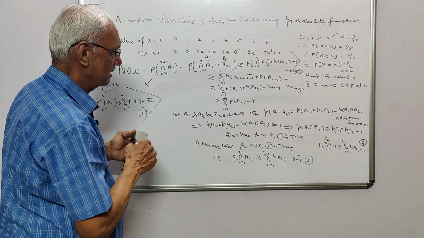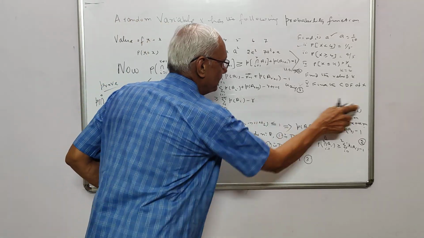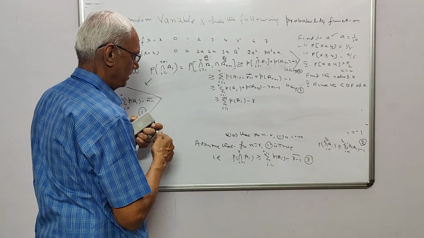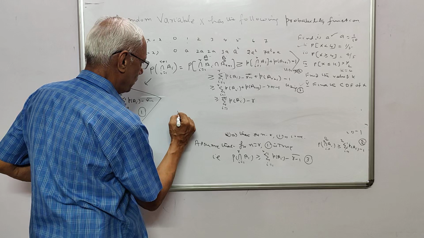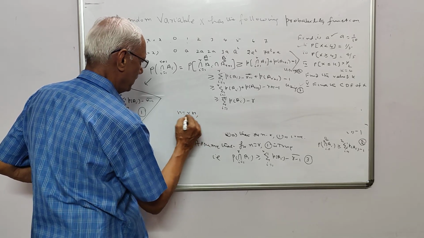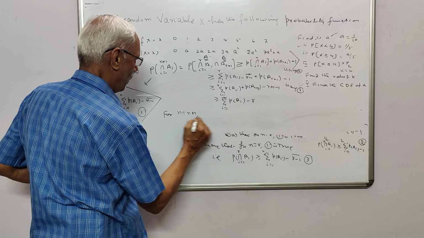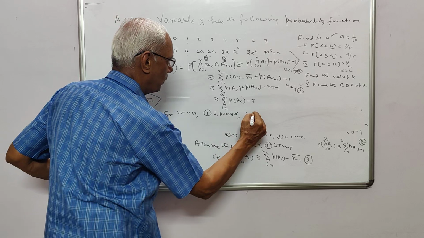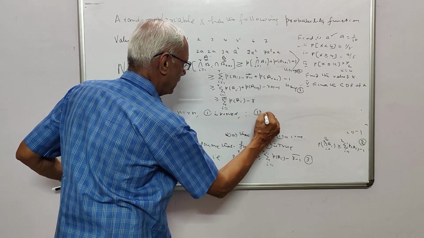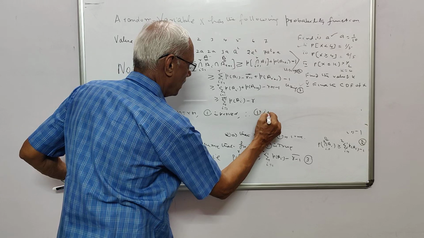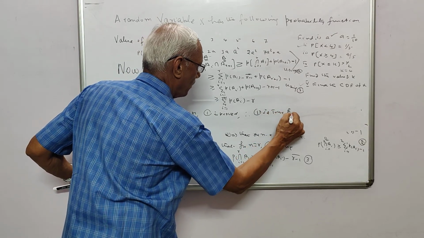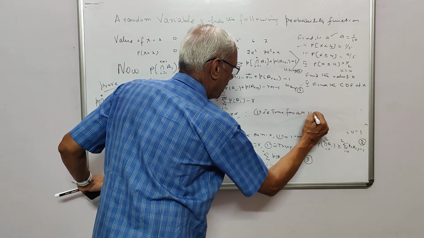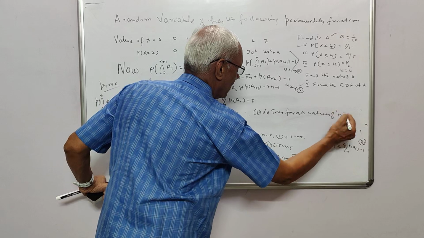So this shows that for n is equal to R plus 1 is proved. Therefore, 1 is true for all values of n. That's all.